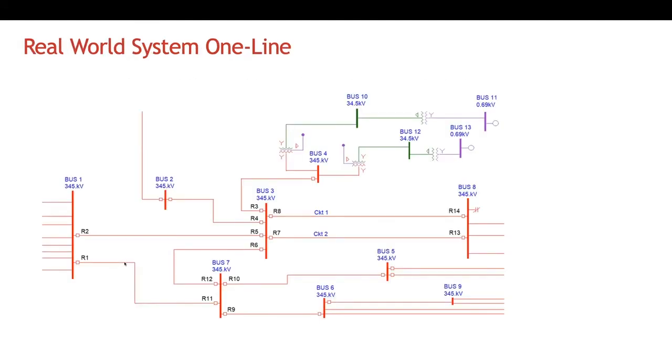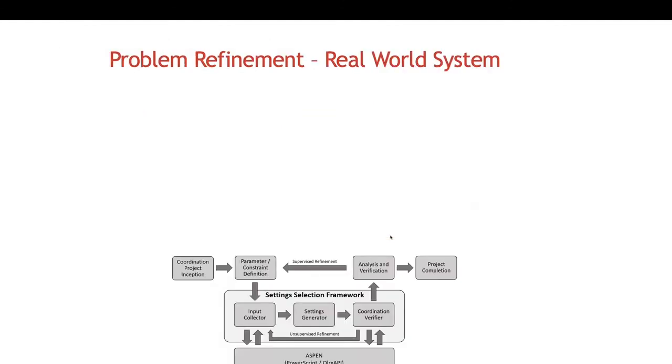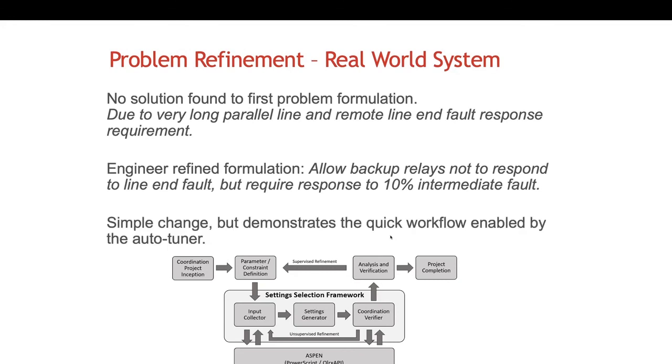Here is the real-world system. Here are those parallel lines. And initially, the learner returned back real quick and said, there isn't a solution, right? I can't reach my protection all the way down those long parallel lines and actually define proper coordination.